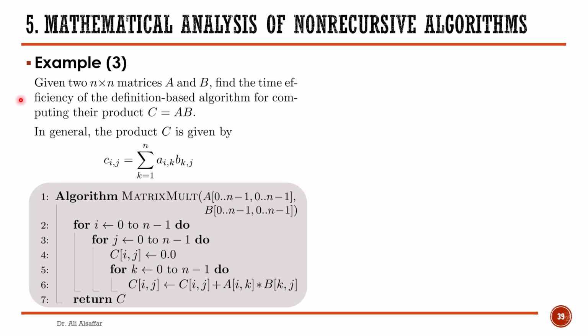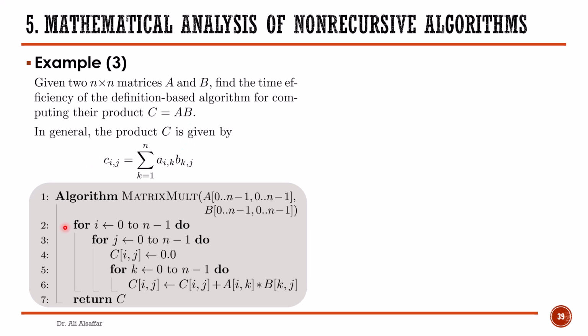The third example is a numerical algorithm that finds the product of two matrices A and B of size n by n and stores the result in a third matrix C. In this example, given two n by n matrices A and B, we need to find the time efficiency of the definition-based algorithm for computing their product C. In general, each entry Cij in matrix C is computed by a summation that goes over row i of matrix A and column j of matrix B.